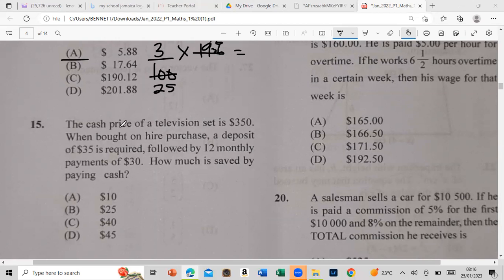Alright, the cash price of a television set is $350. With hire purchase, a deposit of $35 is required, followed by 12 monthly payments of $30. How much is saved by paying cash?